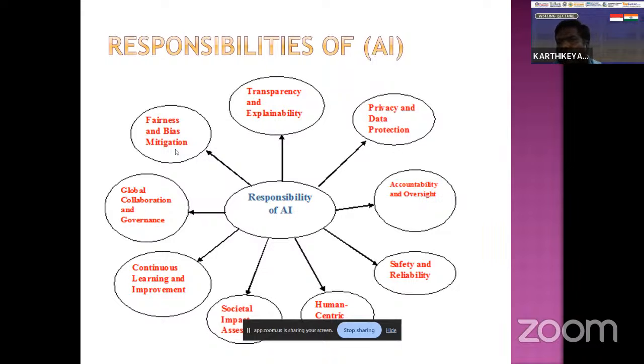And the next responsibility of AI is human centric design. Human centric design is about well-being and values. This involves considering the social impacts of AI applications, involving the stakeholders in the design process, and ensuring that AI systems serve the interest of humanity.